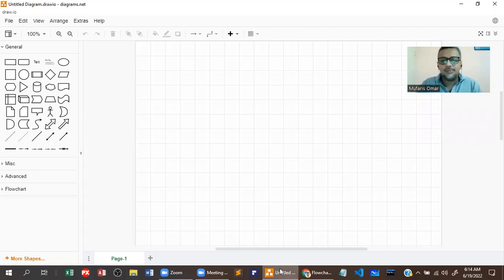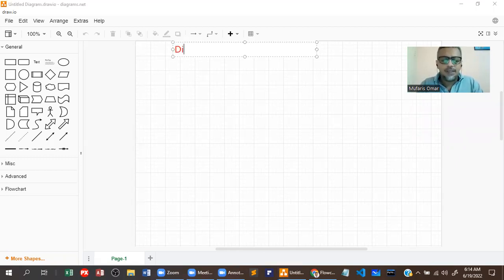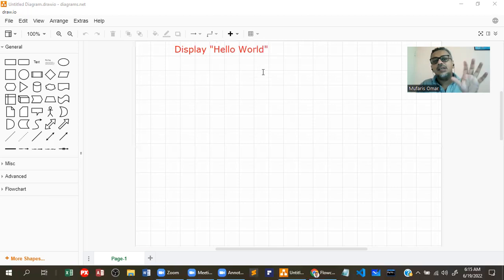Now, let's take a simple example. We want to enter the word hello world, and we want to display this word on the screen, on the monitor, right? So we want to write a simple program for that purpose. How do you draw the flowchart for this purpose? Okay, look at this one.